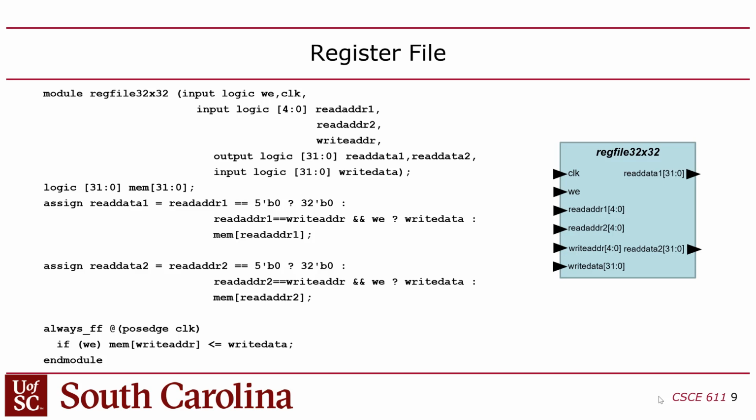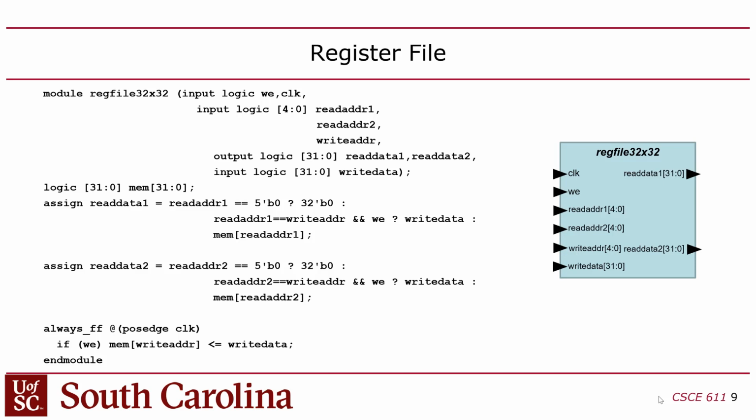And then read address 1 and 2 are 5 bits each, because there's 32 registers, and those come directly from the instruction fields. You guys remember that from 212? So pretty much you fetch the instruction and you grab 2 groups of 5 bits directly from the instruction. Those are your operands, and you read them both. So you feed those into here.